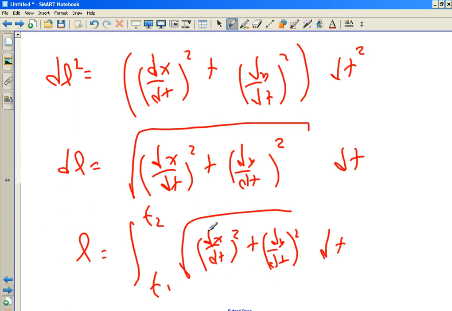Times dt. All right, there's my new arc length formula for parametrically defined paths. So let's try it. Take a look. I'm going to start really tough.